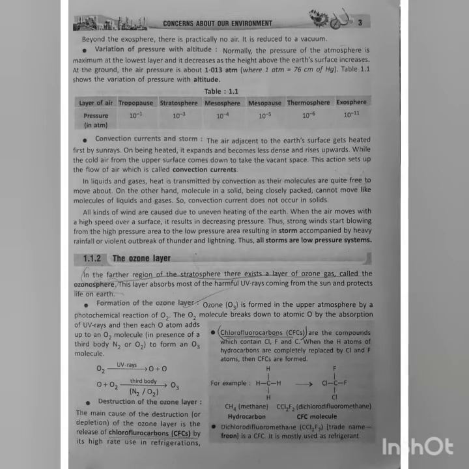Variation of pressure with altitude. Normally, the pressure of the atmosphere is maximum at the lowest layer and it decreases as the height above the Earth's surface increases. At the ground, the air pressure is about 1.013 atmosphere. Now see the relationship between 1 atmosphere and centimeter. 1 atmosphere equals 76 centimeter of Hg or 760 millimeter of Hg. Hg means mercury.